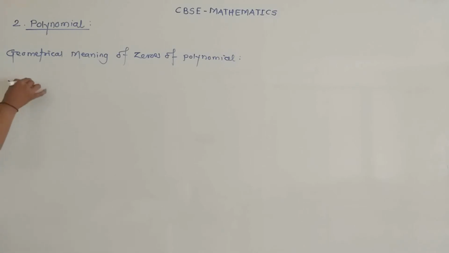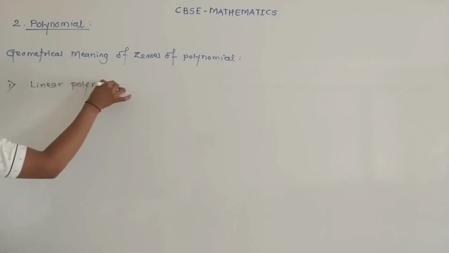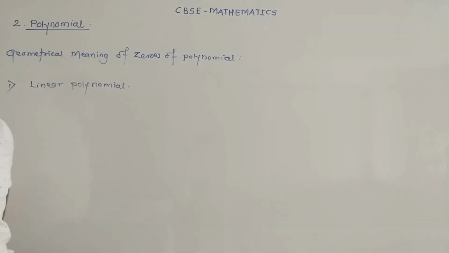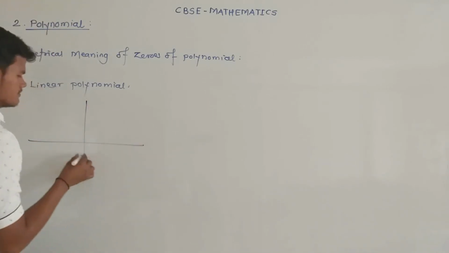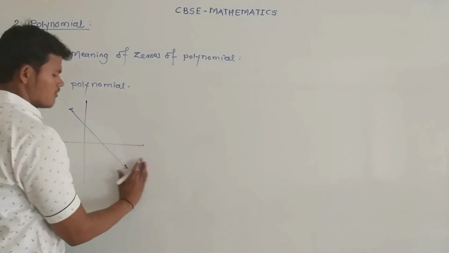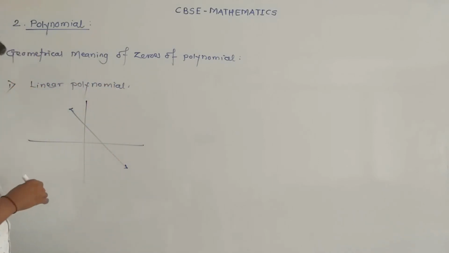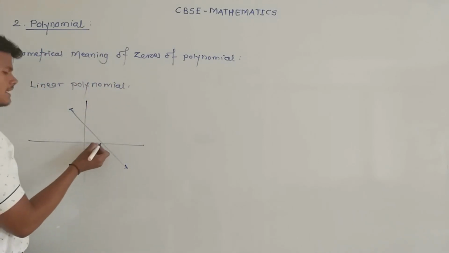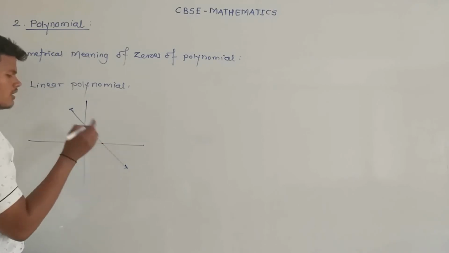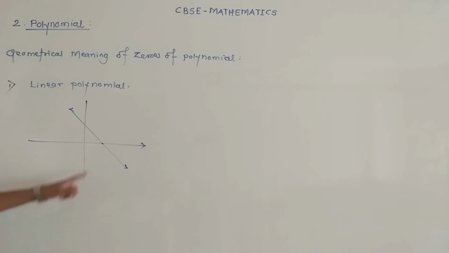First we will see linear polynomial. Everyone knows that the graph of a linear polynomial is always a straight line, like this. That means a linear polynomial has at most one zero. Why at most one zero? Because it intersects the x-axis at only one point. So the zeros for the linear polynomial is 1.